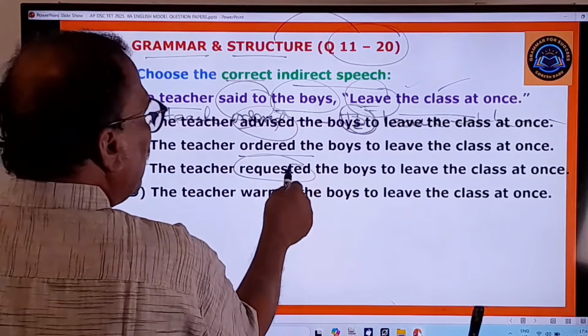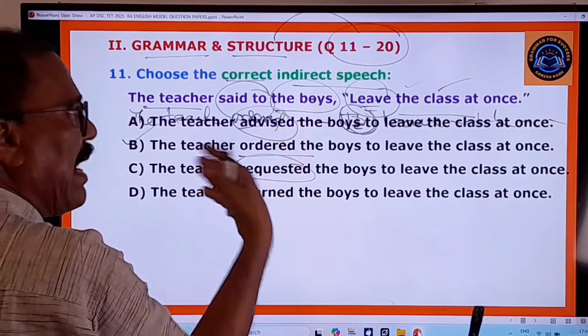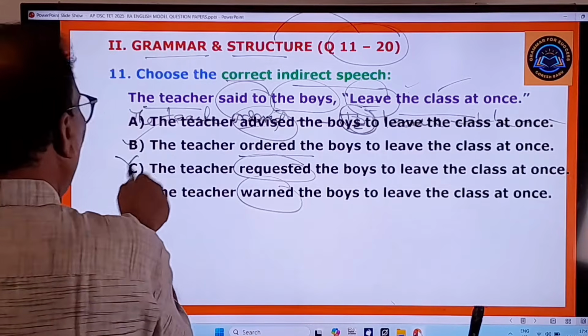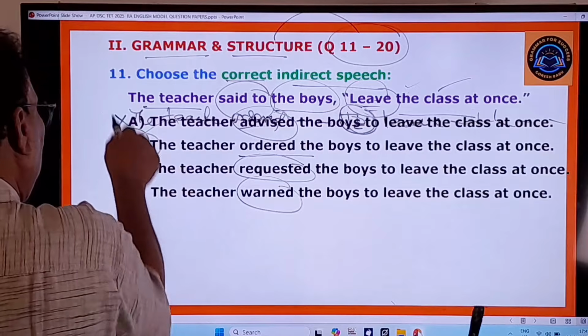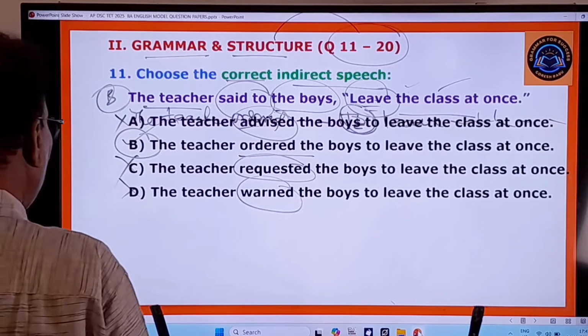The teacher requested. No, it's not a request. She is saying these words angrily. And the teacher warned the boys. No. Therefore, A, C, D are wrong. Only B is the right option. Okay, that is there. And you move on to the 12th question.